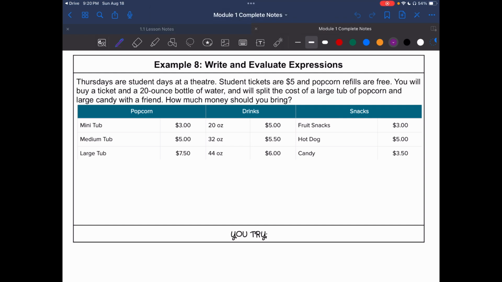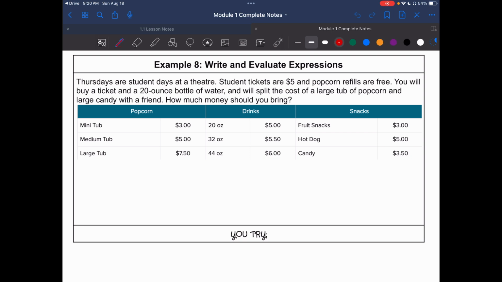So, Thursdays are student days at a theater. Student tickets are $5 and popcorn refills are free. You will buy a ticket and a 20-ounce bottle of water, and you will split the cost of a large tub of popcorn and a large candy with a friend. How much money should you bring to the movie theater that day?